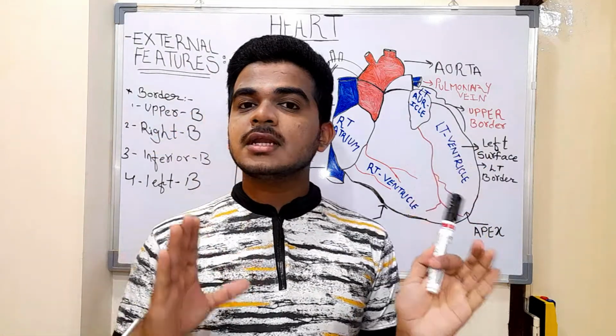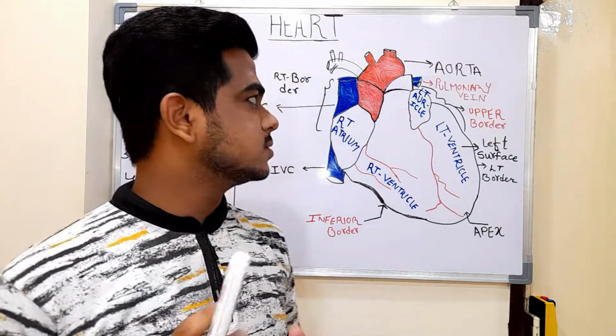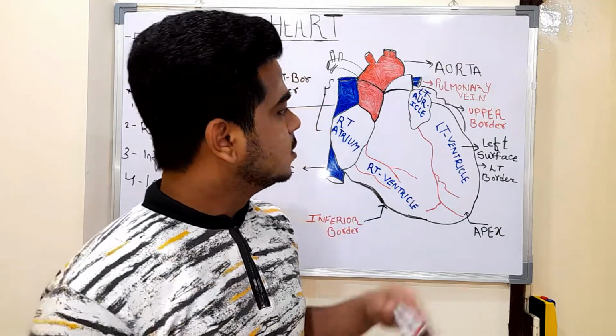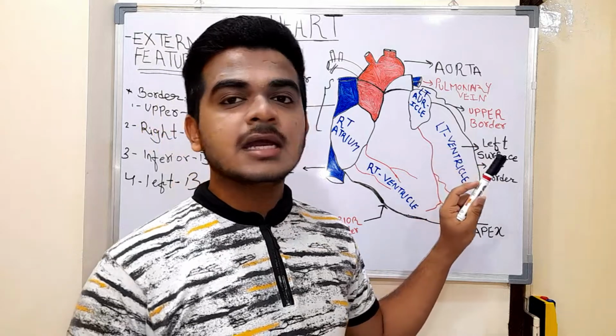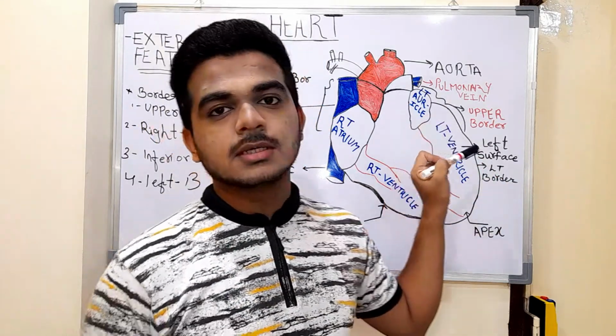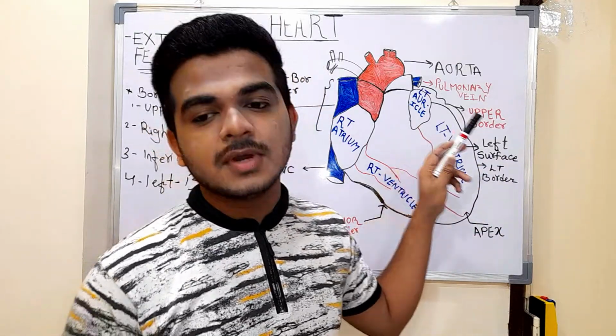Okay, the auricle and atrium are different, students, don't be confused. Both meanings are different, auricle and atrium. So just keep it in your minds. So the left border is formed by the left ventricle, the maximum part, and just a slight part of the left auricle. So the maximum part of the left border is formed by the left ventricle.